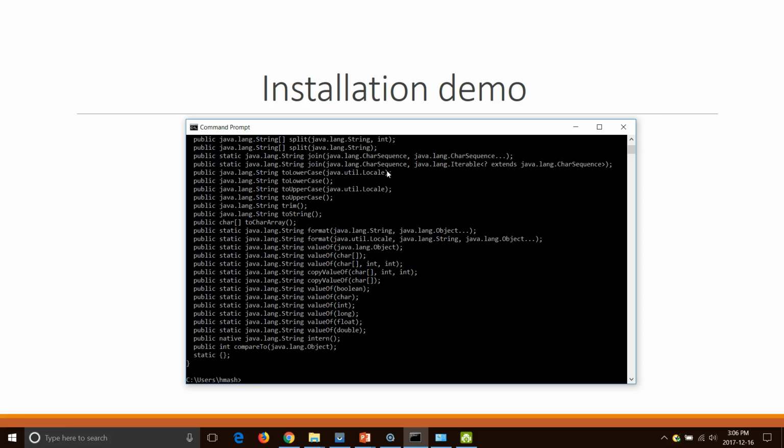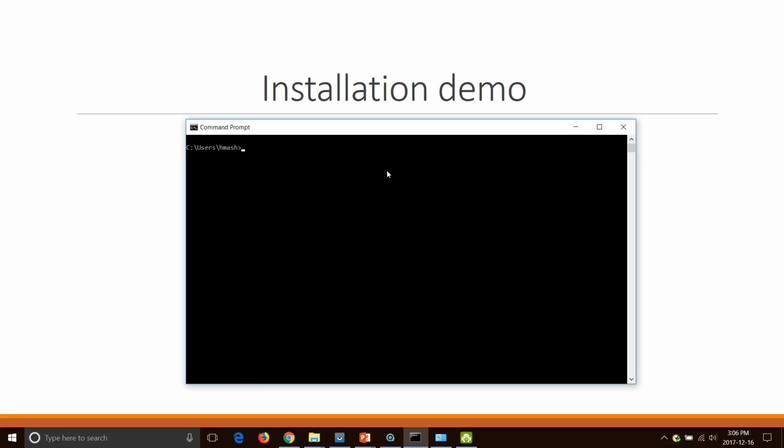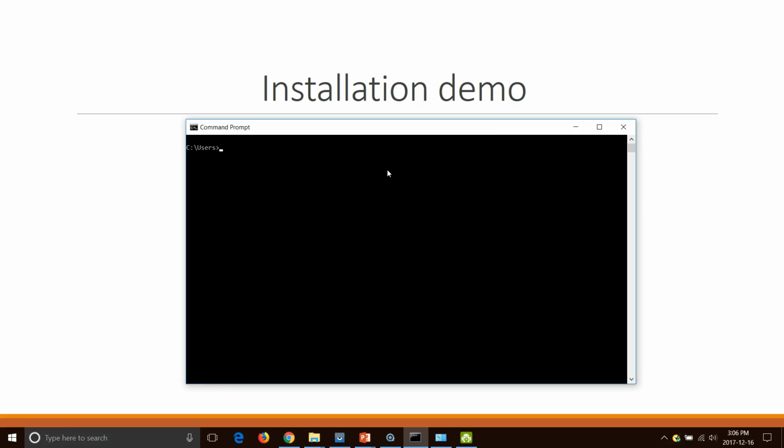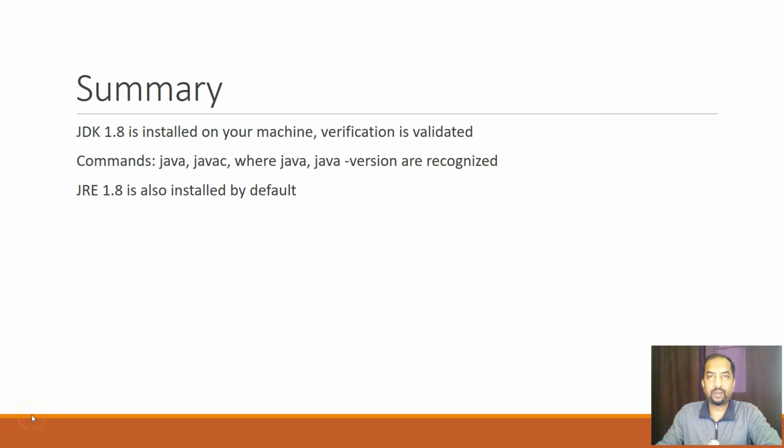Let me clear the screen and go to any other folder and type in javac. It is again recognized, so it means Java is installed now. So we have completed our JDK 1.8 installation setup. Please note this installation also applies to JDK 1.9.